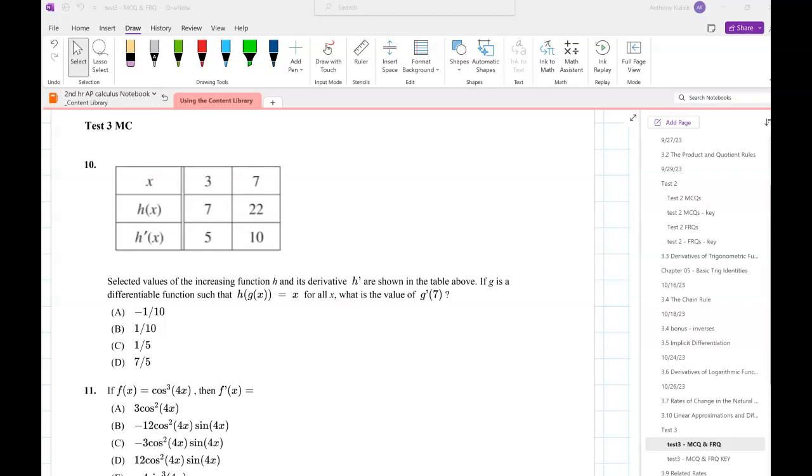Now that's true whenever you have two functions that are inverses, which is what h of g of x equals x means. So now if you want to do g prime of 7, you're just plugging 7 in for the x's, and then you go to the table. It's g prime of 7, right? And now you're filling in 7 into your equation, so you have 1 over h prime of g of 7.